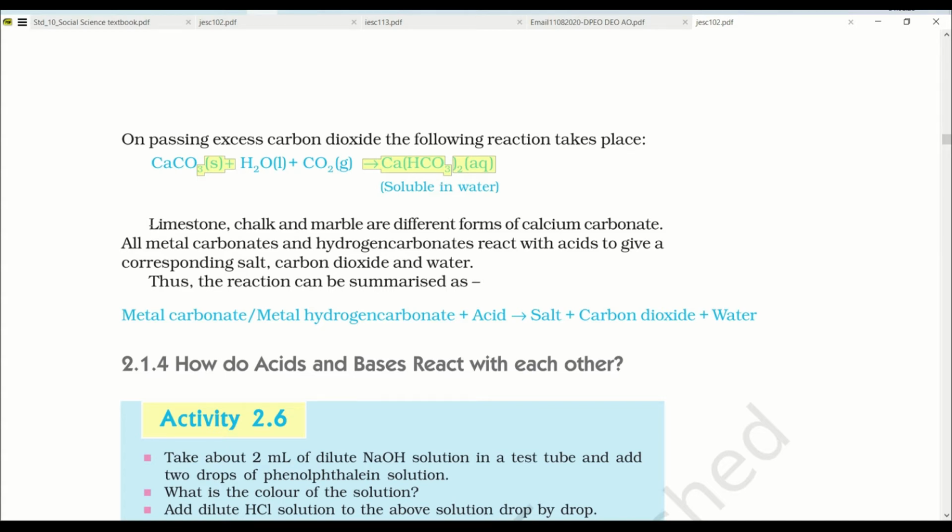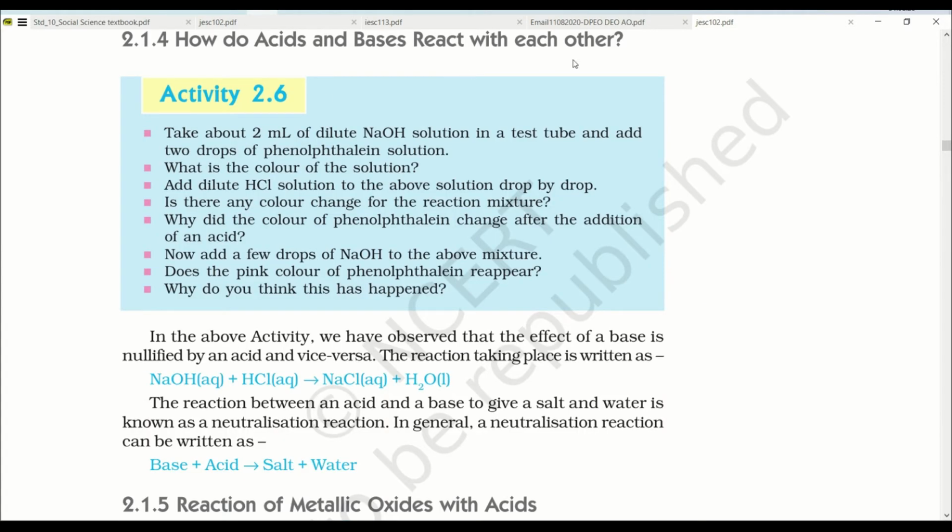Limestone, chalk and marble are the forms of calcium carbonate. All metal carbonates and hydrogen carbonates react with acid to give the corresponding salt, carbon dioxide and water. Now, how do acid and base react with each other?